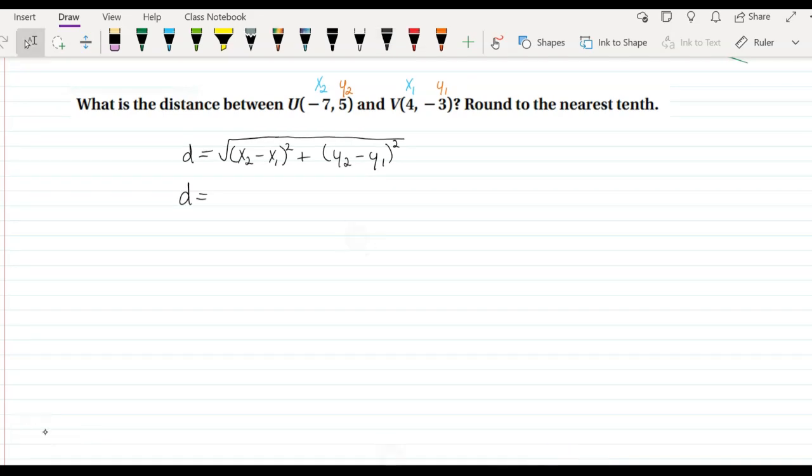Okay, so the distance is equal to the square root of negative 7 minus 4 squared plus y sub 2 is 5. 5 minus a negative 3 squared.